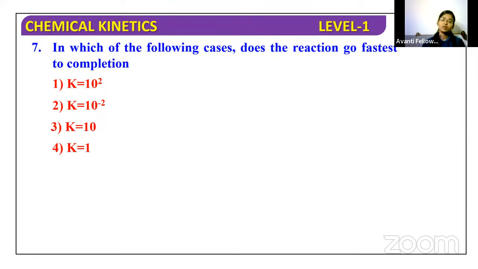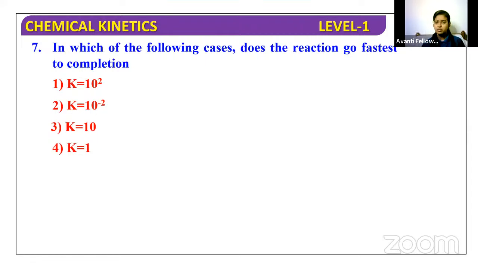So why are you going for 1? Can you give me the reason for this? Can you try the solution? Try giving the explanation. Why have you selected option 1 as the correct answer? Higher the value of K. What is the relation? Complete the relation, Sanika. Higher the value of K, faster is the reaction. Faster is the reaction, right?